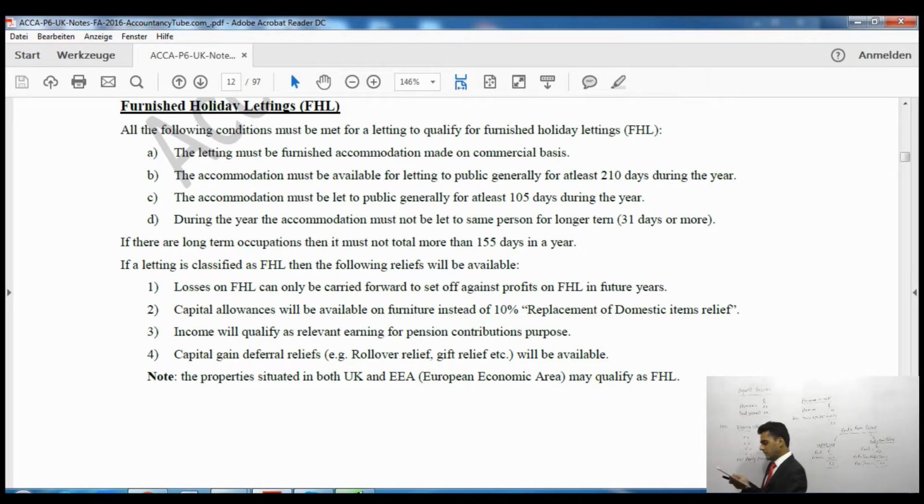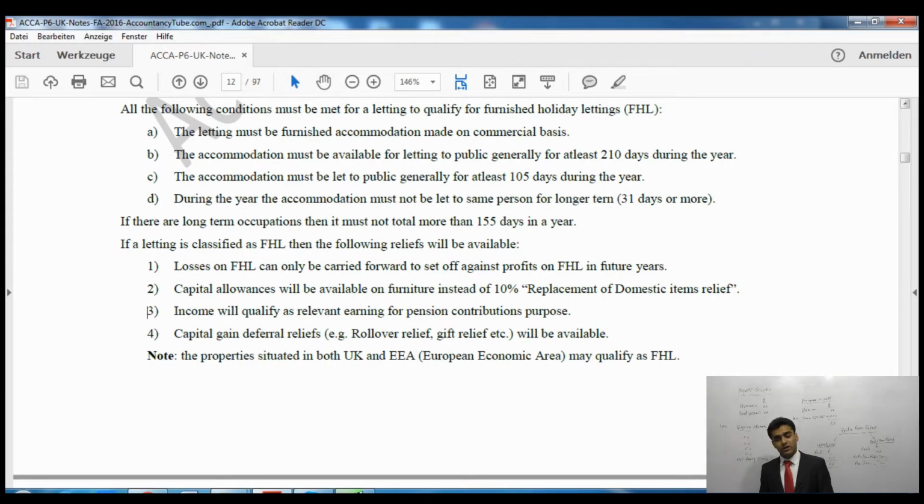The accommodation must be available for letting to the general public for at least 210 days during the tax year. Now what happens is that this property is a furnished property, and it is on a holiday spot, but if it wasn't available for letting for 210 days, then this condition will not be satisfied. So it must be available for letting to the general public for 210 days in a year.